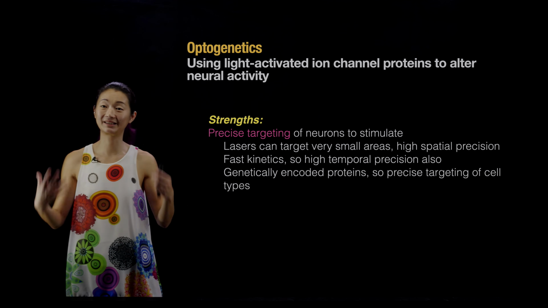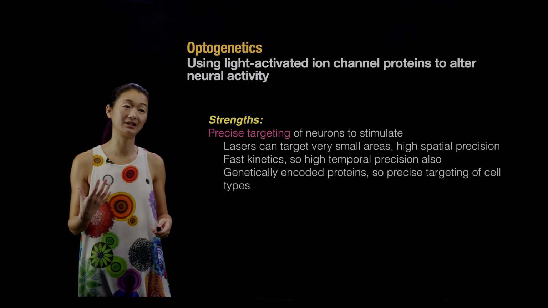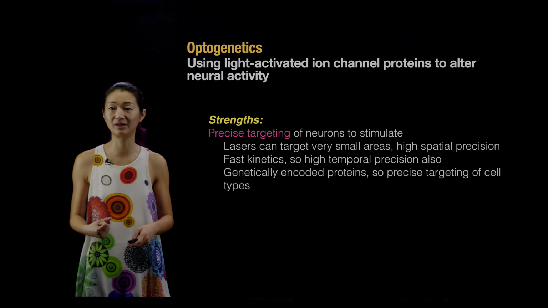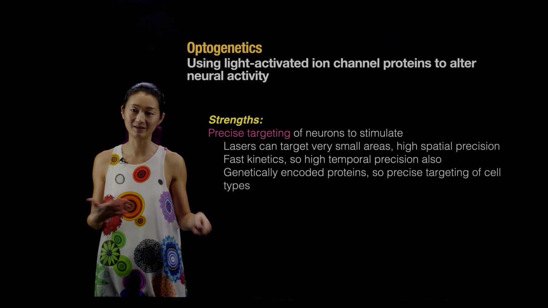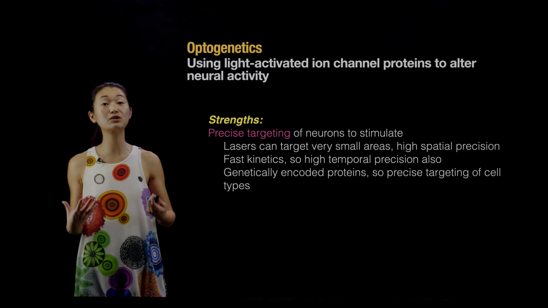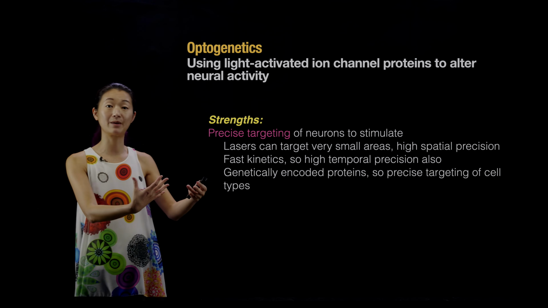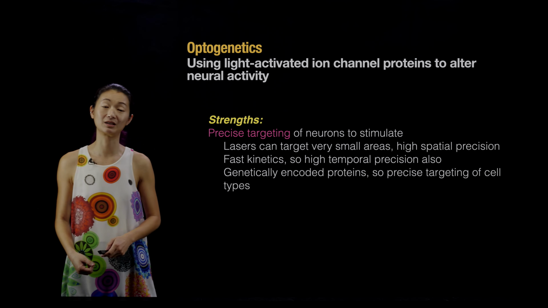And because they are genetically encoded proteins, we have the ability to precisely target different cell types. As long as you have a handle on the type of cell it is, and maybe a couple of proteins that are only expressed in that type of cell, you can use those promoters and try to get your optogenetic tools into just those different cell types.